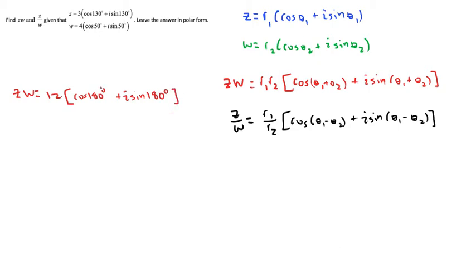What about when we divide them? z divided by w. This was a little bit trickier because of the order. We want to take z divided by w, so in this case, 3 over 4. And what happens to the angle? z divided by w, so we take 130 minus 50, that becomes the cosine of 80 degrees plus i sine of 80 degrees. Just note that whenever we multiply two complex numbers or divide them, we just get another complex number. So this is the result when we get z times w, and this is the result when we get z divided by w.